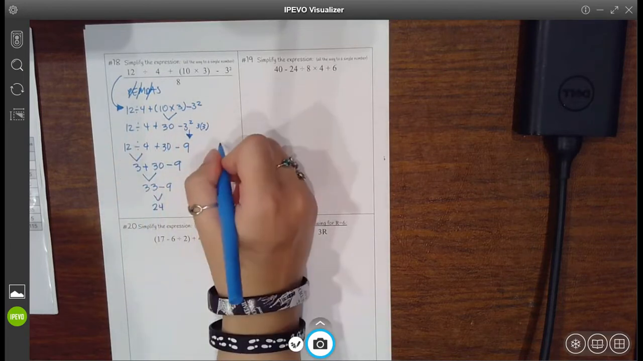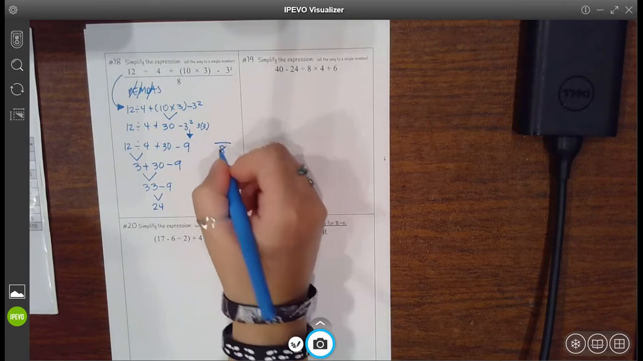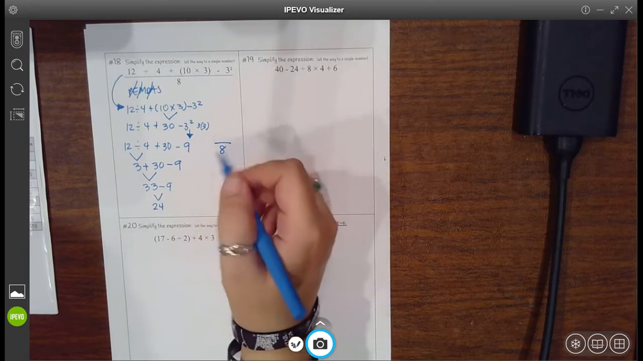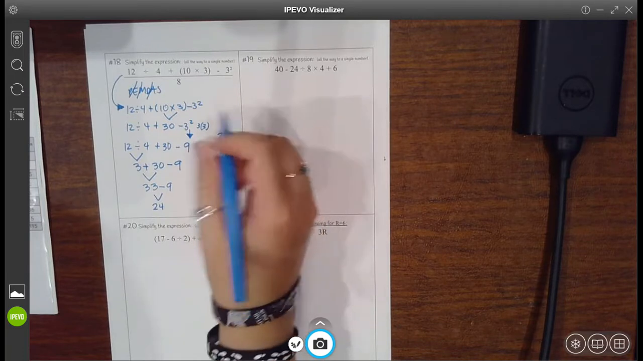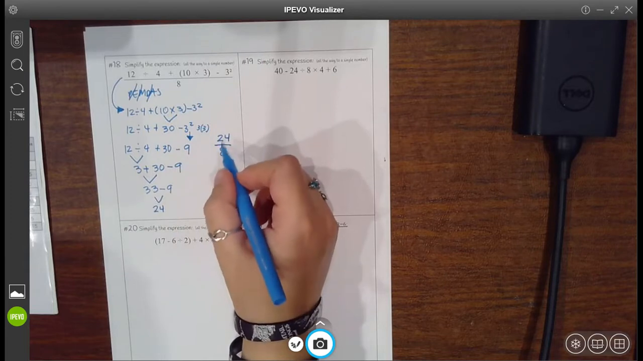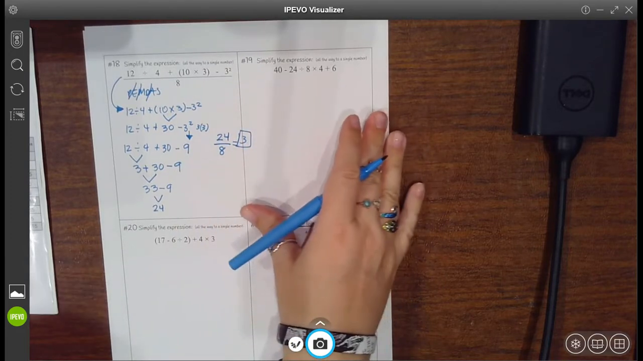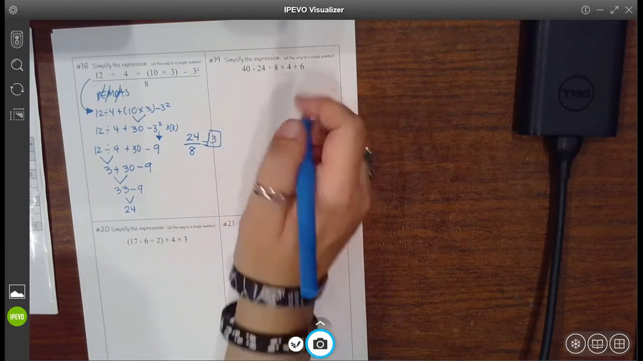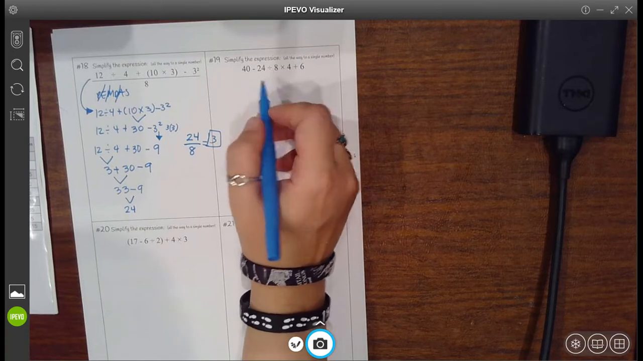Now I had that arrow there. I probably would have, before I started, off to the side, put something over 8, so I remembered that this was just simplifying the top. Now you have that top number is 24 all over 8, right? And what is 24 divided by 8? It's 3.